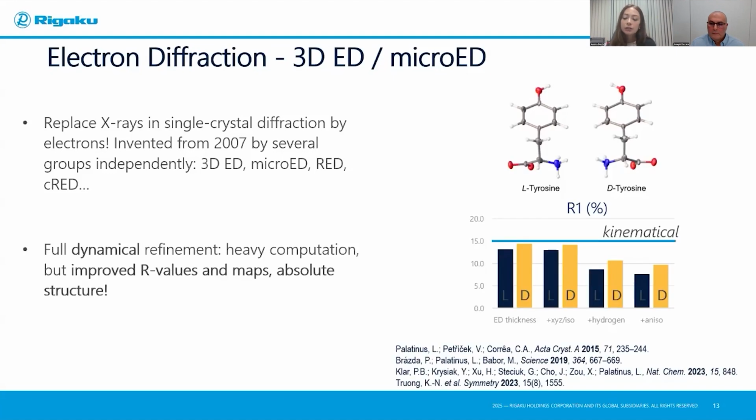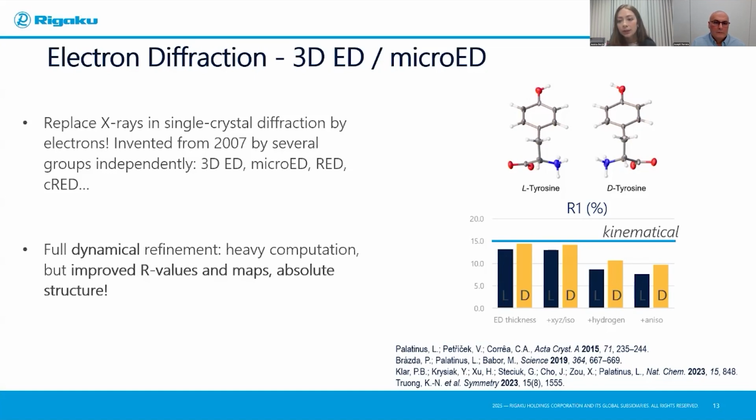And a lot of the structures that you'll see reported have been refined using that kinematical approximation, but you can also start to do dynamical refinement, where we consider the fact that these electrons are scattering more than once in our material.